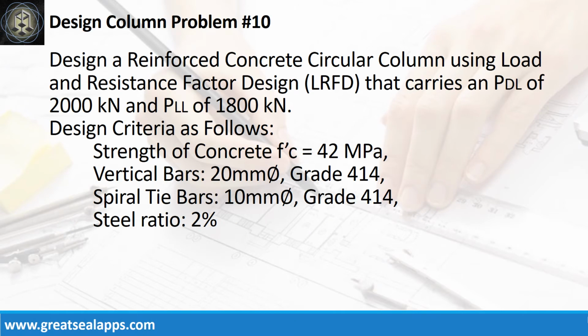Design a reinforced concrete circular column using load and resistance factor design that carries an axial dead load of 2000 kN and axial live load of 1800 kN. Design criteria as follows: strength of concrete 42 MPa, vertical bars 20 mm bar grade 414, spiral tie bars 10 mm bar grade 414, steel ratio 2%.